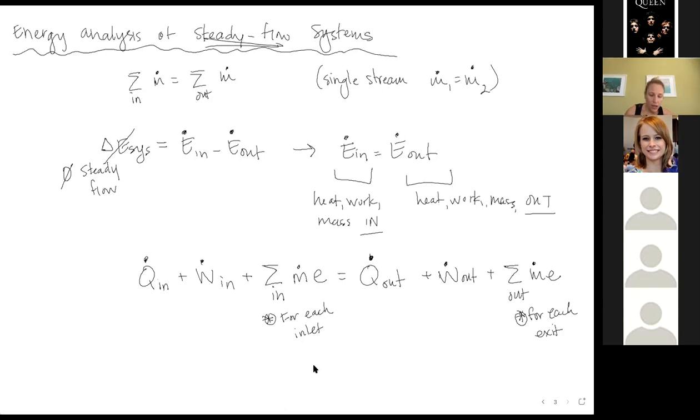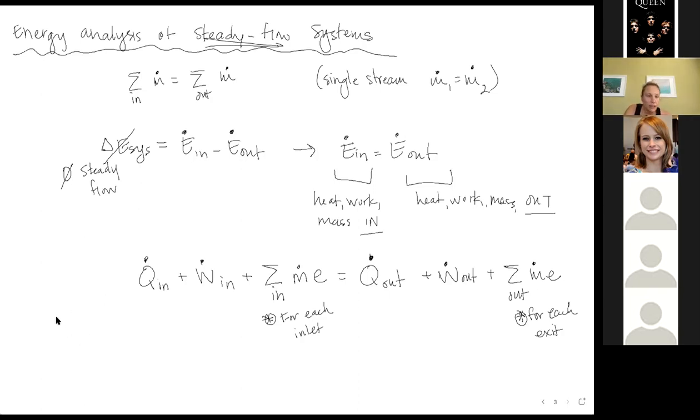The book does a better job of explaining all of these different equations and how we manipulate them. So I highly encourage you to read through the book and look at how we're doing these analyses. But keep in mind, this is the equation for our steady flow systems.